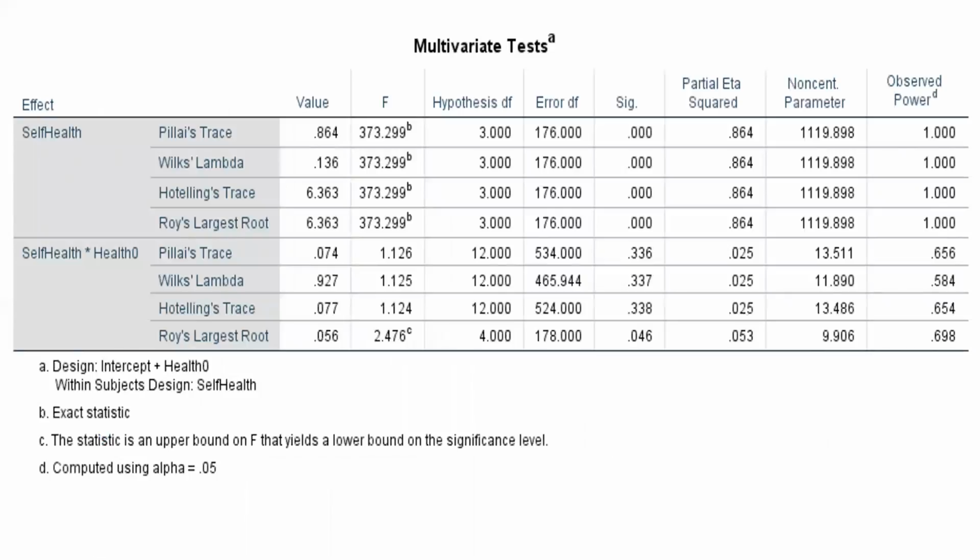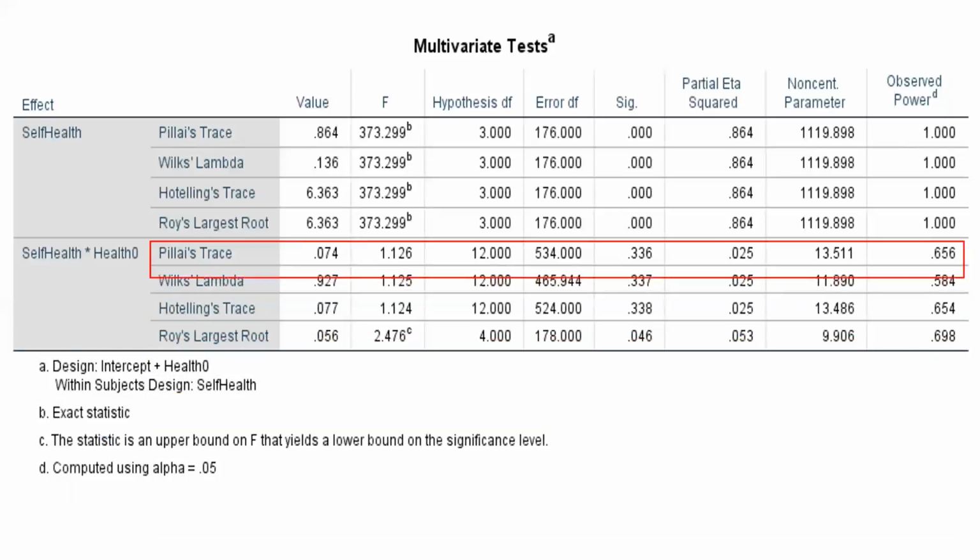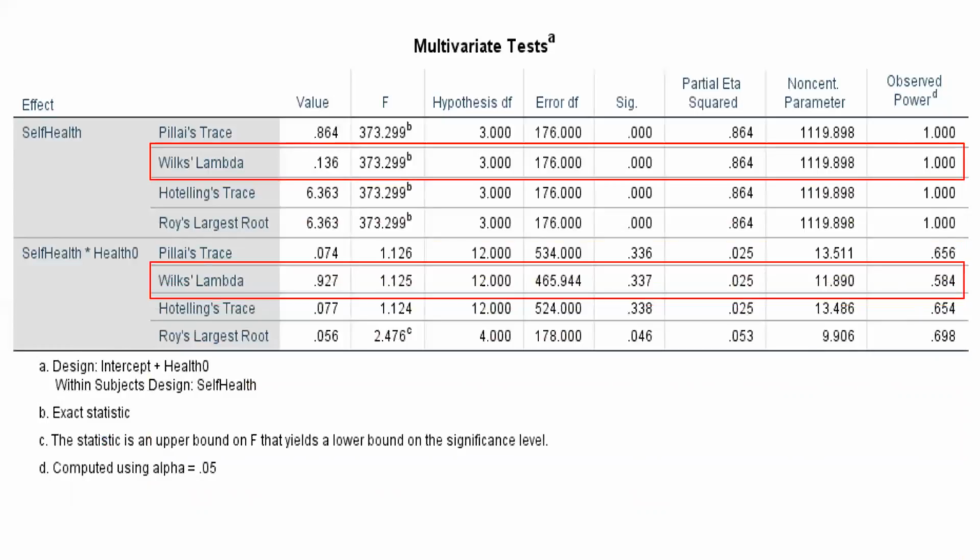So one of the first ones we're going to talk about is the multivariate test. Again, we're looking at self-health, which is your BMI numbers, and we're also looking at self-health against the health reported statuses. What we're looking at here is it's giving you different tests, but the main one that we're going to look at is the Wilks lambda.